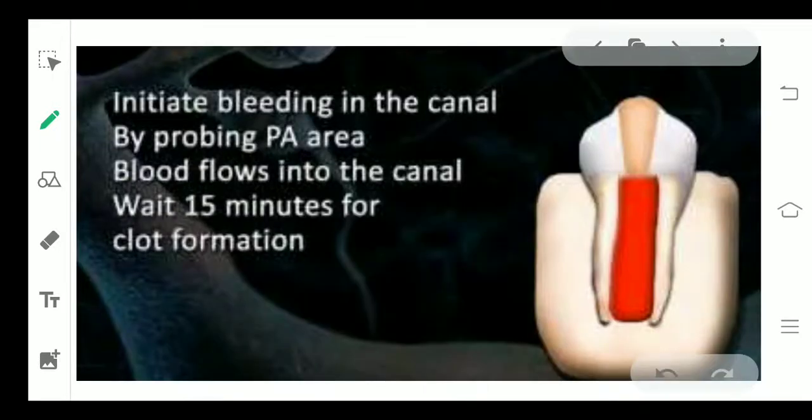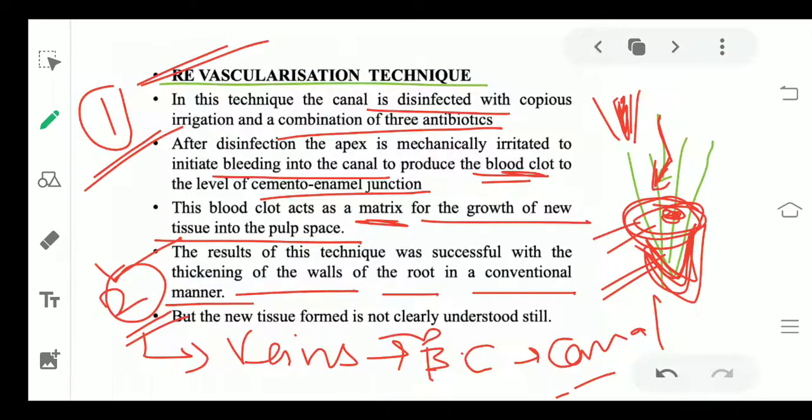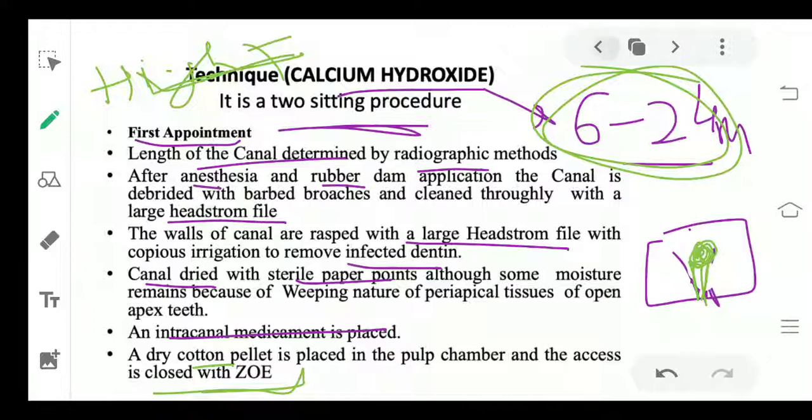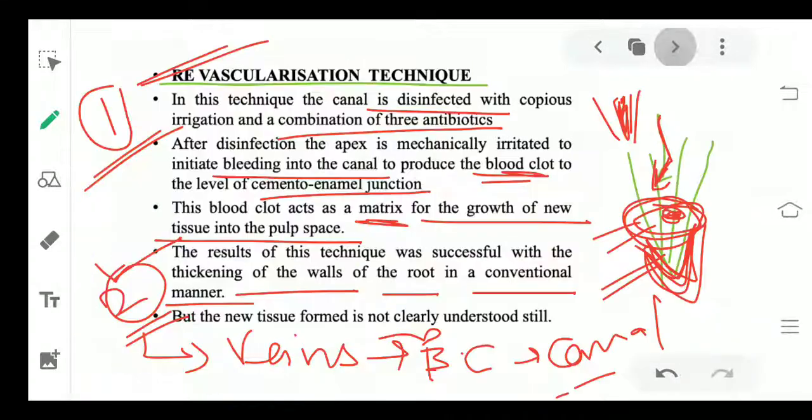You can see in this picture that we have initiated bleeding in the canal with a probing material, and the blood will flow into the canal. After 15 minutes, a clot is formed. You see, bleeding was induced and this clot was formed, and this clot has sealed the apex. So this can also be done, and this is very frequently done. So these are some newer techniques, and the one which we studied earlier, the calcium hydroxide technique, was an old technique, or you can say a very time consuming technique. So this was all about apexification. In apexification, our major goal is to close the apex so that the canal can be filled again with any medicament. So this was all about the topic.